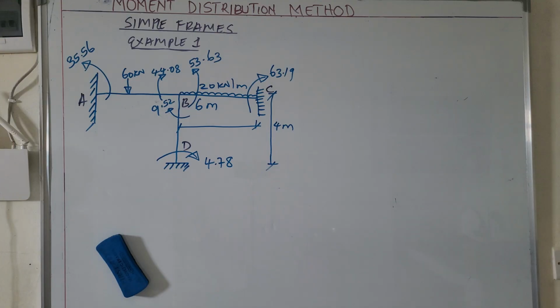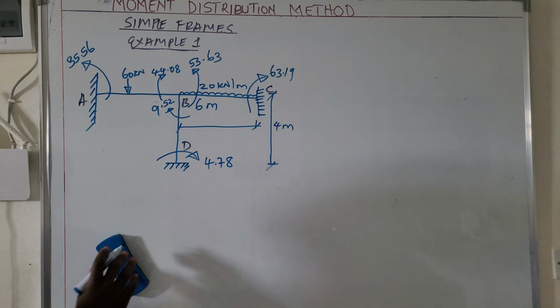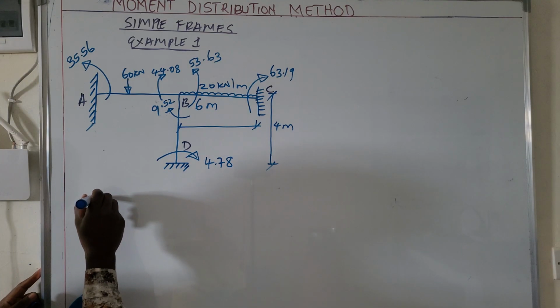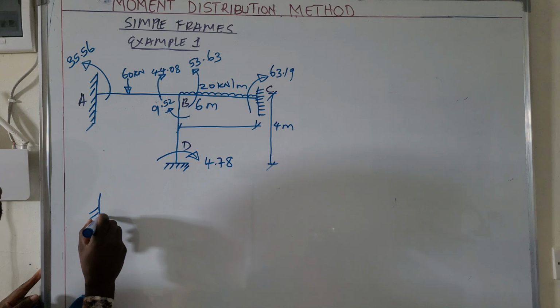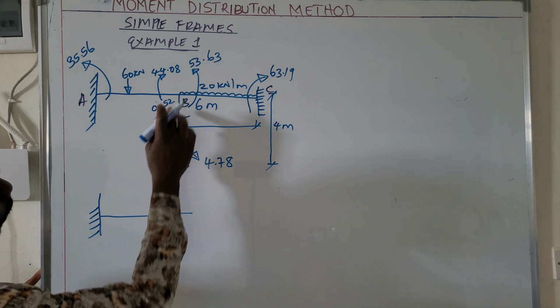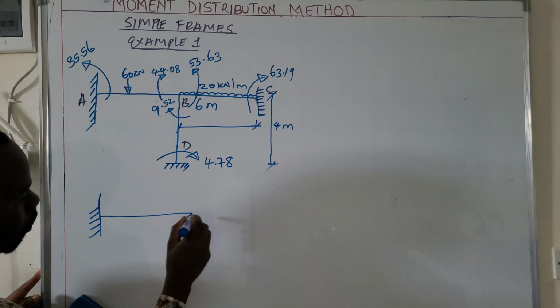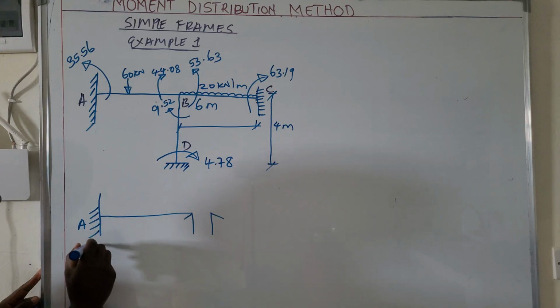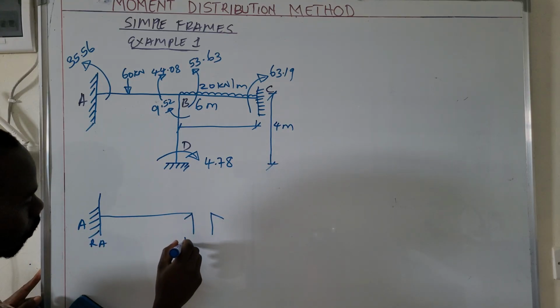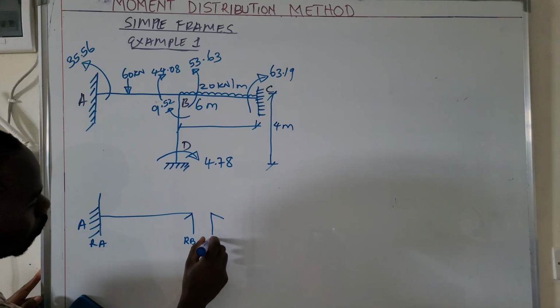Now we proceed to reaction. We will calculate the reaction. And how are we going to calculate the reaction? So this is how we're going to calculate the reaction. So you will take this joint, split here like that, again split like that. This is A, so this is RA, this is RB1, RB2.